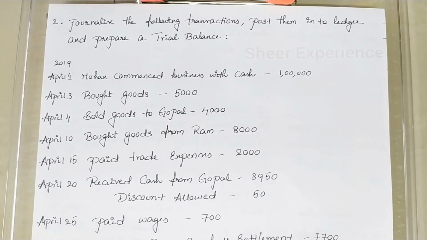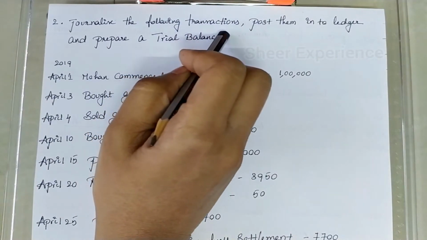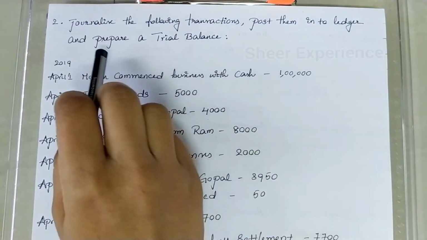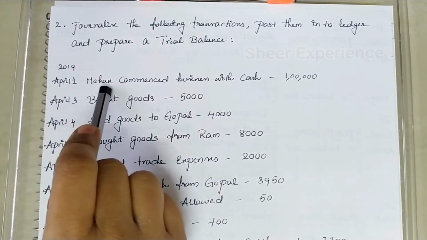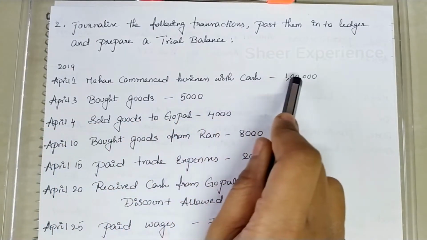In this video, we are going to solve one trial balance problem. In this problem, they have asked us to prepare journals, ledgers and trial balance. Now we'll see the problem. Journalize the following transactions, put them into ledger and prepare a trial balance. First, we will pass journal entries, then post them into ledger accounts, and based on the ledger accounts, we will prepare trial balance. Our first transaction is Mohan commenced business with cash 1 lakh.